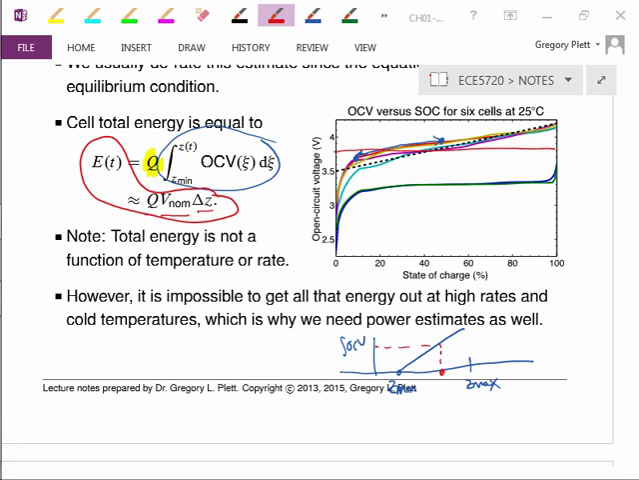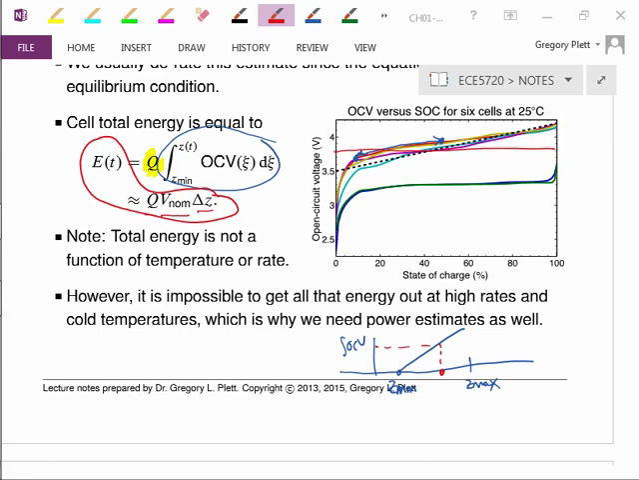Total energy is not a function of rate, being the current pulled from the cell, and that is something that really disturbs people. The energy that I get out of a cell may be a function of rate before I hit a voltage limit, but the energy is still there. I just have to get it out at a slower rate. So the total energy is really how much energy can I get out at an infinitesimally small rate.